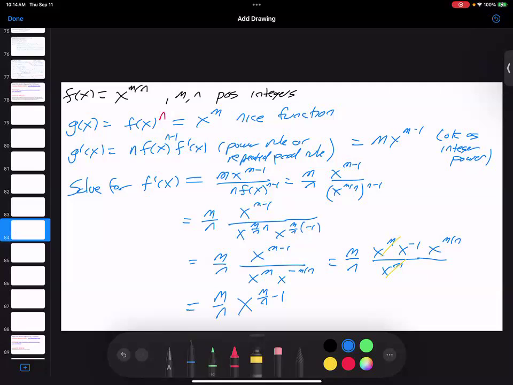This is just what we would expect to be true. There are other ways to prove this, but this is a good way to prove it. It allows us to use results we already know. If you want to find the derivative of x to the root 2, that's more complicated.